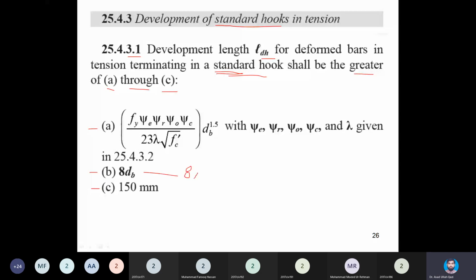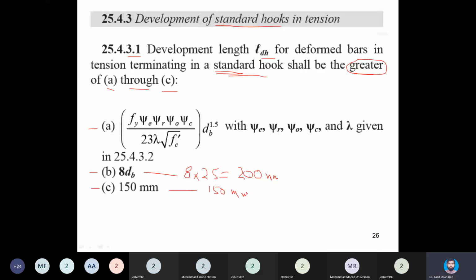Straightforward, 8 times die of bar. Suppose die of bar is 25. So it means LDH can't be less than 200 millimeters, 8 inches, for number 25 bar. C is a direct recommendation, it can't be less than 150 millimeters, 6 inches. Shall be greater of, so if I have not calculated A, at the moment 200 is governing. So the LDH of number 25 should not be less than 200.